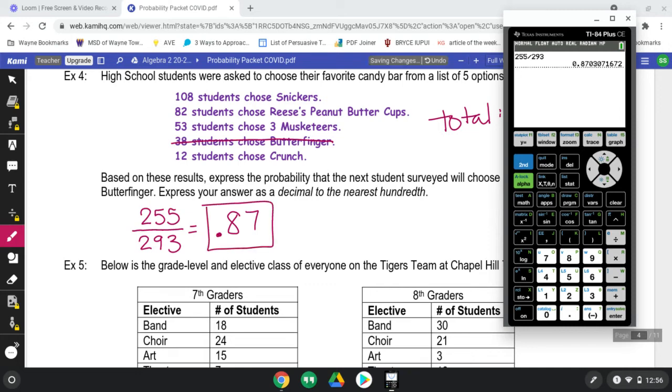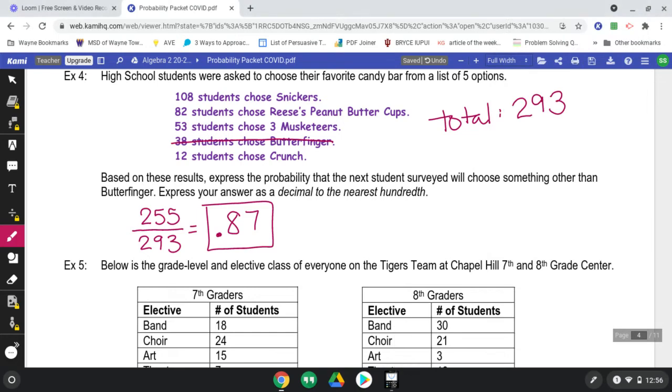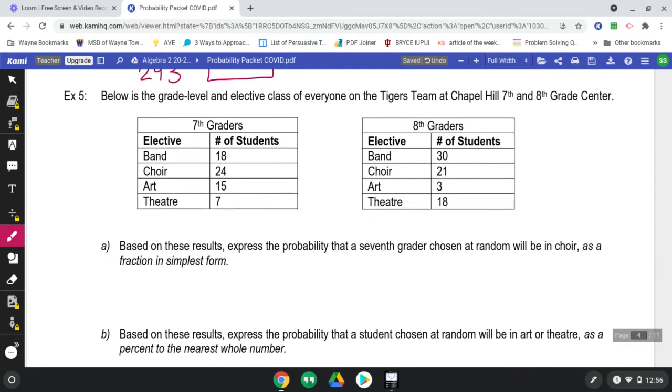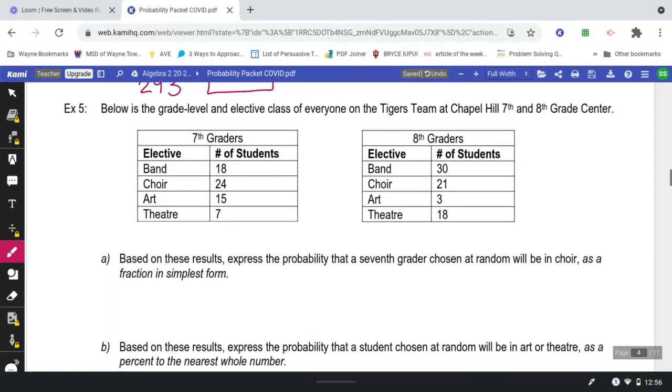Right, example number 5. Below is the grade level and elective class of everyone in the Tigers team at Chapel Hill 7th and 8th grade center. So you've got your 7th graders on the left and your 8th graders on the right. Again, noticing I don't have a total. So that's the first thing I'm going to work on, is getting a total for each of these.